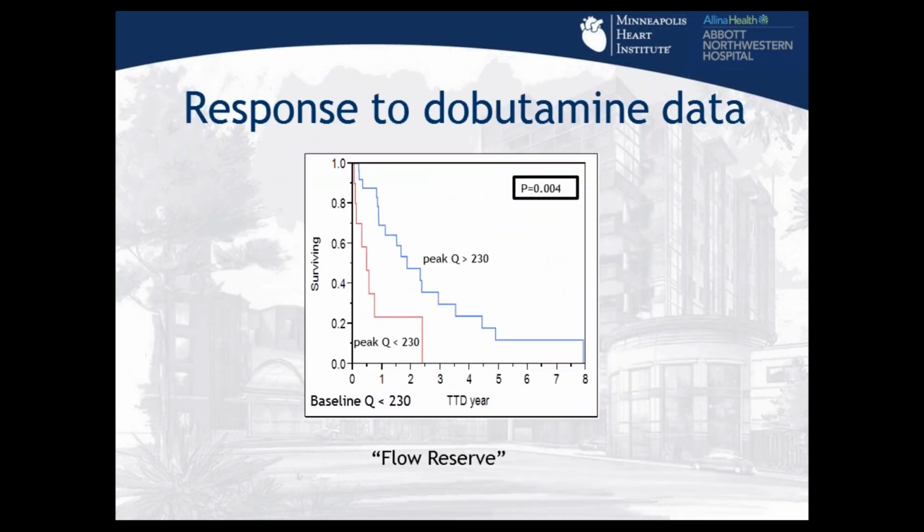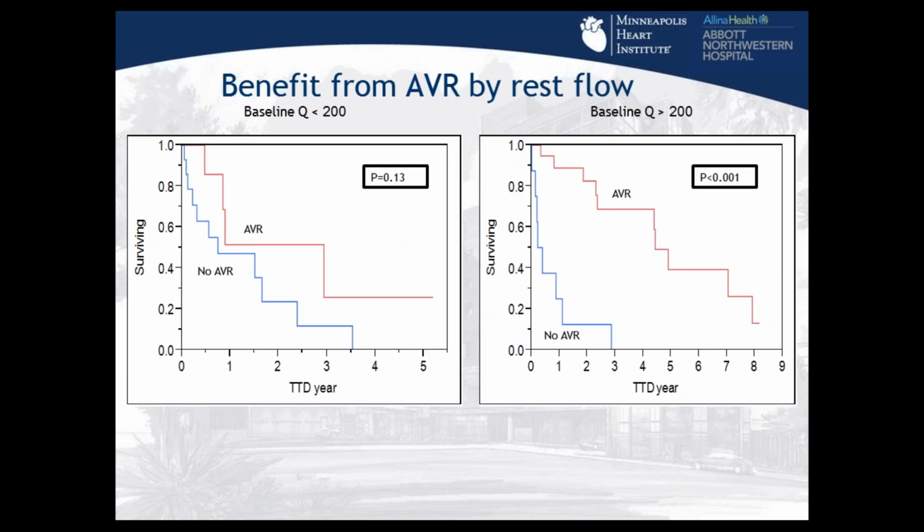Now, what's interesting also is that we were able to show this concept of flow reserve. If you're starting at less than 230 ml per second in flow rate, and you give dobutamine and your peak flow improves to more than 230, the outcome was better than if your flow rate does not improve beyond 230. That shows that this ventricle still has some reserve able to improve the flow. And more interestingly, patients who have very low flow rate, even at baseline, so if you're starting at less than 200, that's a really sick ventricle. It's not contracting, and it's usually very dyssynchronous, with a wide QRS. We showed that these patients, even if they got AVR, had no significant improvement in survival, as compared to patients who started with more than 200.